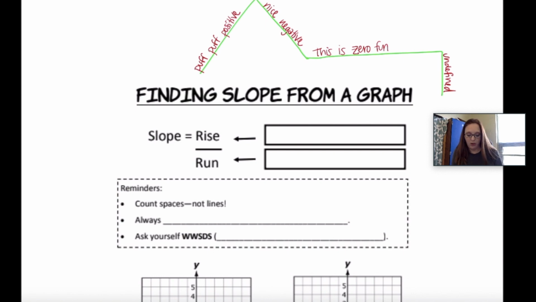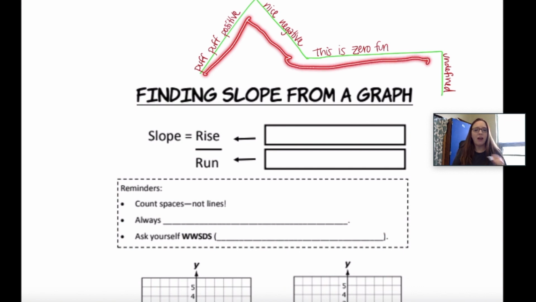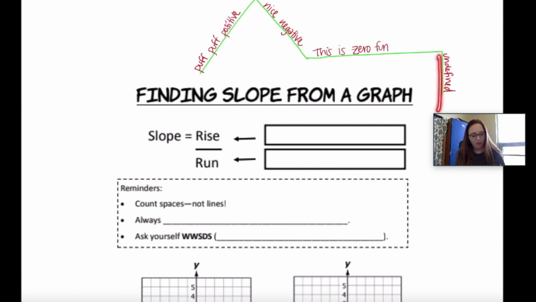Remember that as he was going up the hill, he said puff, puff, positive. As he was going down, he was saying nice, negative. When he got to that flat horizontal piece, he was saying this is zero fun. And then when he fell down, the vertical line was undefined. So this is a really good way for you to remember the 4 different types of slope. So we have positive, negative, zero, and undefined slope. Okay, so if you need to pause the video in order to get that information down, then please do so.